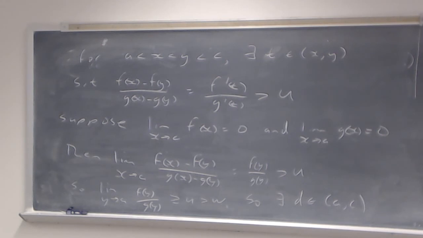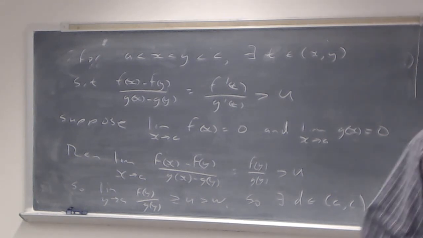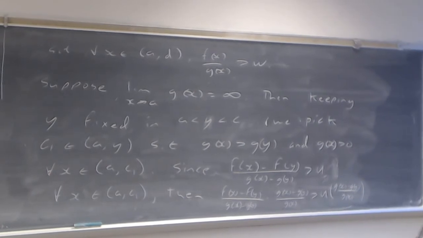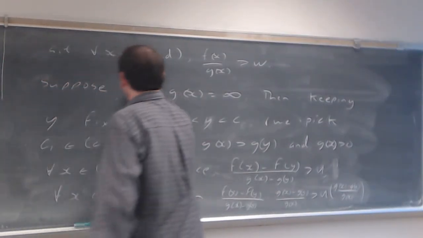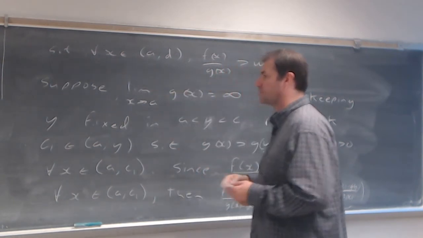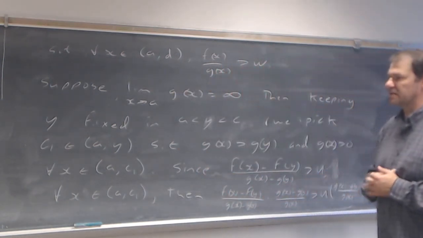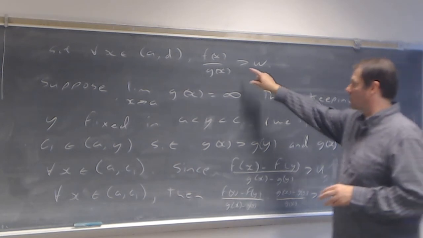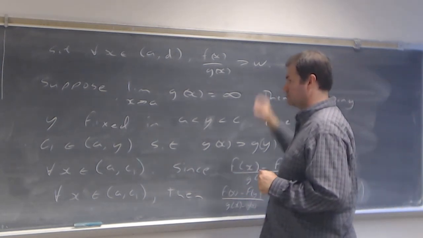I'm sorry, I forgot to turn the camera. Let me take a second here. So here we concluded the previous situation where we were supposing that the limit as x goes to a of f(x) equals 0, and the limit as x goes to a of g(x) equals 0. And so we got what we needed.